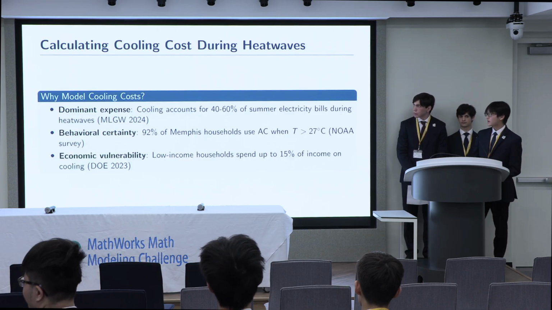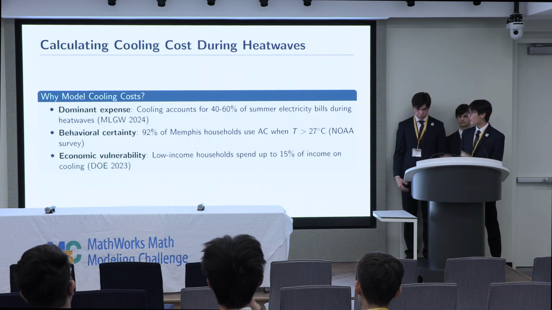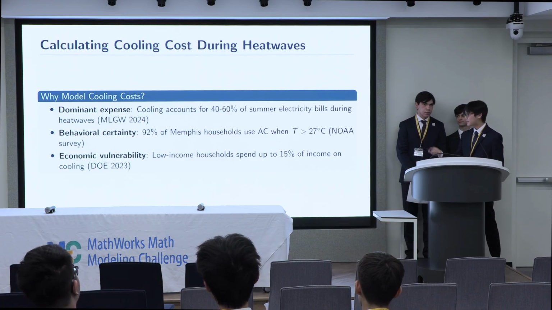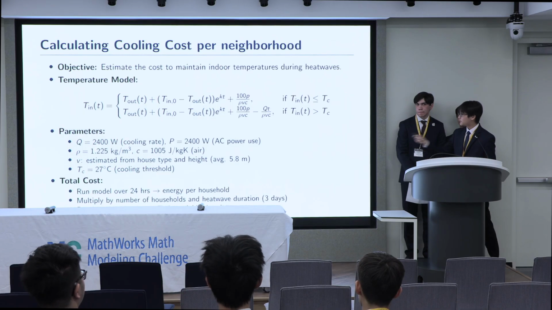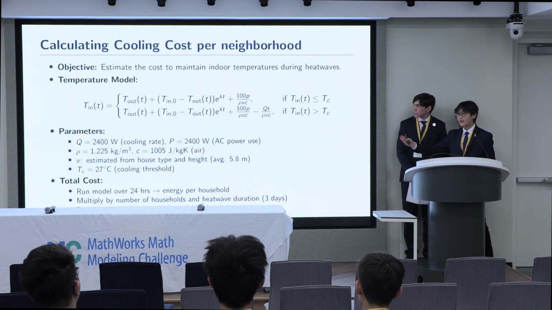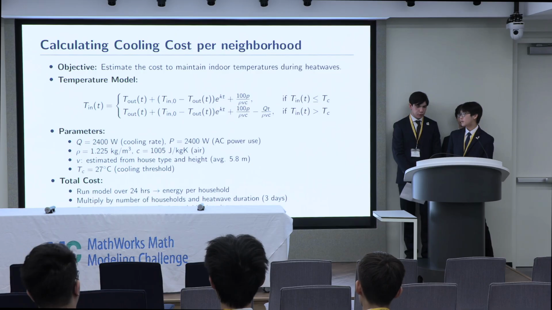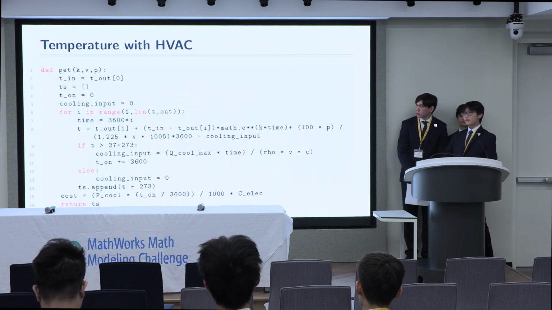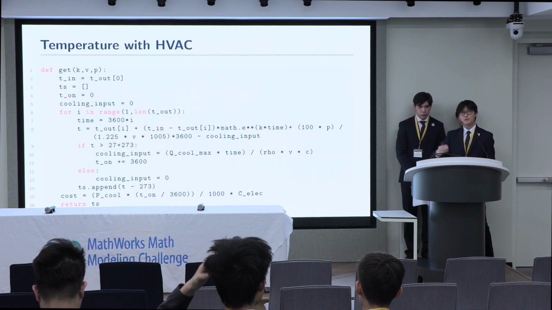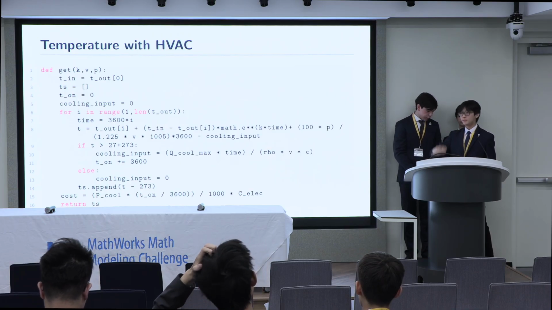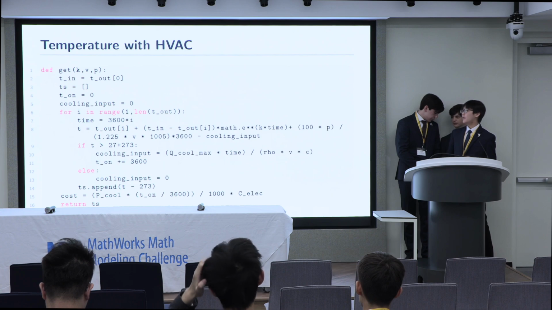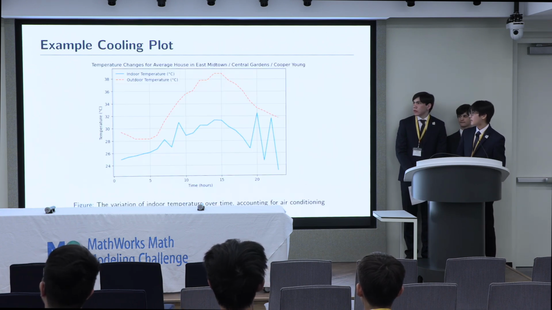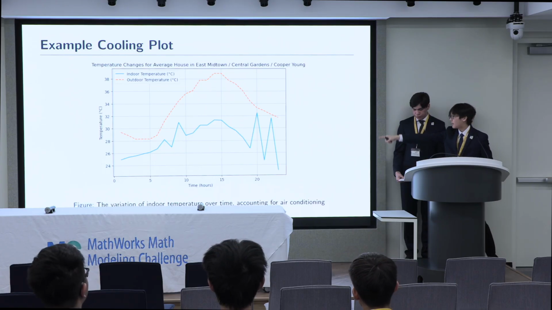In terms of calculating cooling costs, why should we model cooling costs? We think it's very important as it accounts for 40 to 60% of summer electricity bills, and it also encapsulates economic vulnerability. To do this, we basically adapt the model that we gained in question 1 and also add an HVAC term. In practice, this looks like adding an if-else statement that if the temperature is greater than 27 degrees, which we found from previous research to be the temperature at which Memphis residents begin to switch on their air conditioning units, that air conditioning unit switches on, which decreases the temperature. In practice, this looks like the temperature spiking down at certain points.